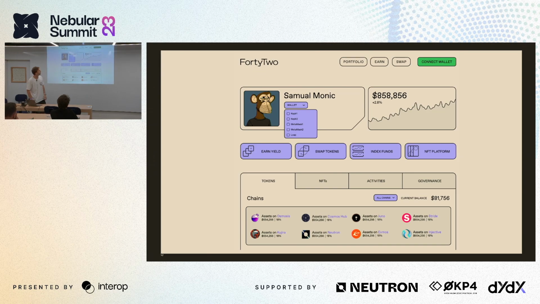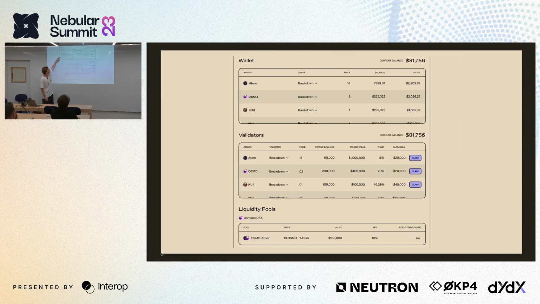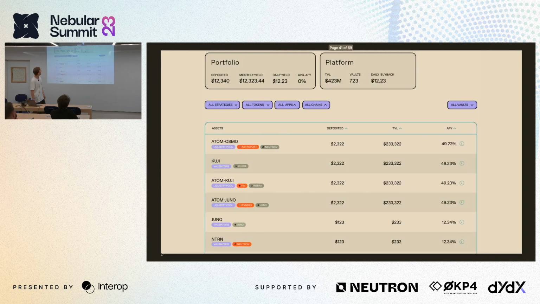We're currently rolling out 3 products, which should be in our MVP launch in the next few weeks: Portfolio, Earn, and Swap. The Portfolio view is a way of connecting one or multiple wallets, and then you can very clearly see your assets sitting across chains. You can see a breakdown of where your assets are sitting in the apps, as well as the wallets, what's staked to validators, and what's sitting in the underlying liquidity pools.